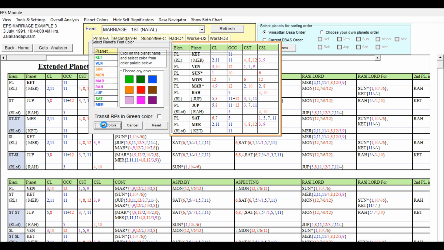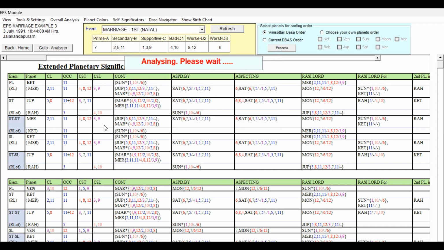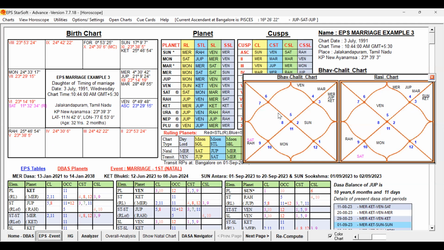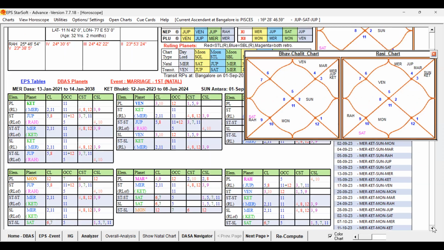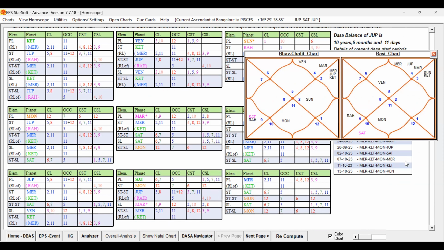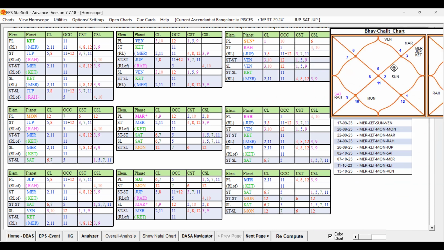So we have kept the colors according to our self-signification, strength and weakness assessment. And now we have to check the destiny. Destiny we have to check. Let me scroll down. Yeah, destiny planet we have to check. Let me keep this birth chart.